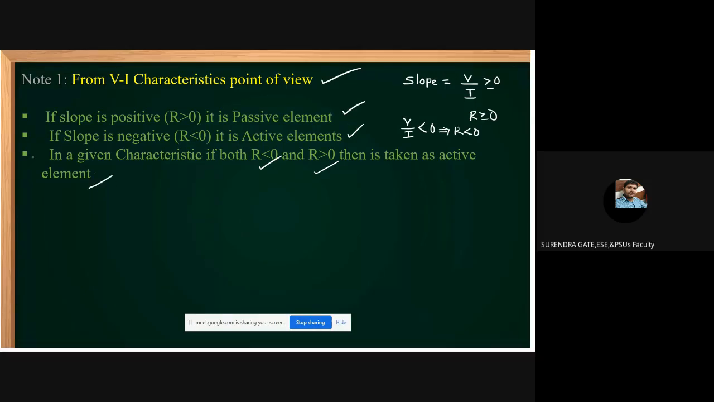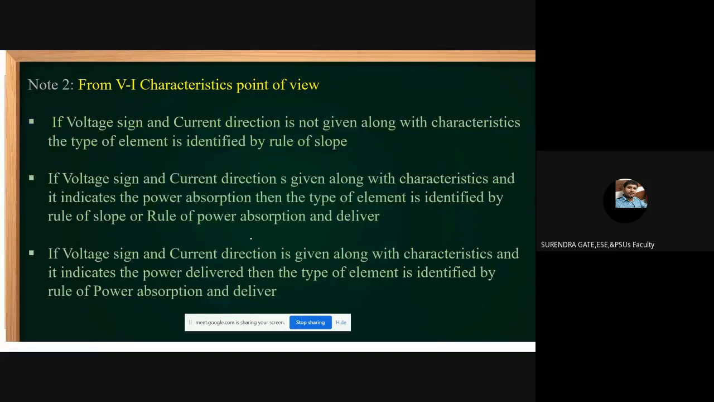Based on this statement, a question has already been framed in the IES exam, the Engineering Services exam. In a given characteristics, if both R less than 0 and R greater than 0 are satisfied, then it is treated as an active element. Students, please concentrate on the points I am giving. From the competitive point of view, these note points are very important. They don't ask what an active element or passive element is. Mainly, this approach is important in competitive exams.